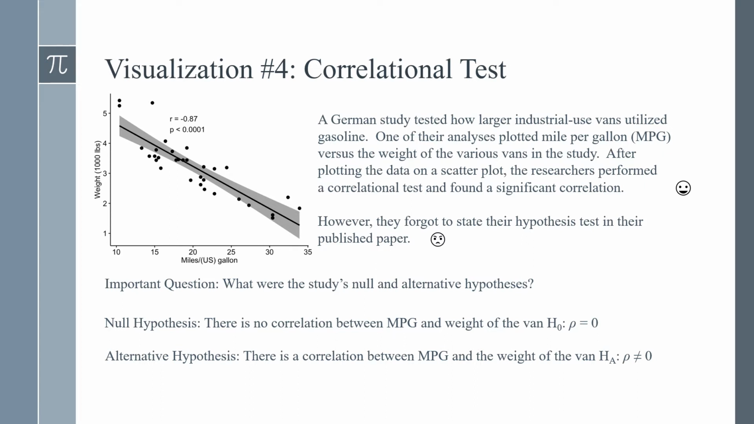So we do not have a question for this correlation test, but we can come up with a null hypothesis that says there's no correlation between miles per gallon and the weight of the van, and an alternative hypothesis that states there's a correlation between miles per gallon and the weight of the van. And according to the scatter plot, as we can see, as the weight of the van increases, the miles per gallon decreases. So we have to reject the null hypothesis, as the alternative hypothesis is true because there's a correlation between the weight of the vans and the miles per gallon.